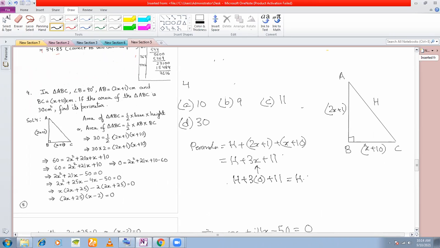So what do I get? h plus 11. So h is also positive, plus 11. So 11 plus some positive number must be a number that is greater than 11, right? So that means whatever is the perimeter, it has to be greater than 11. So we cancel out this option, this option, this option. The only option is this. Understood?